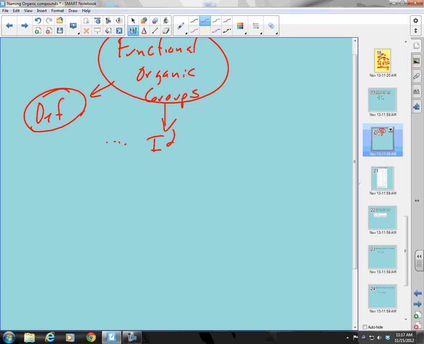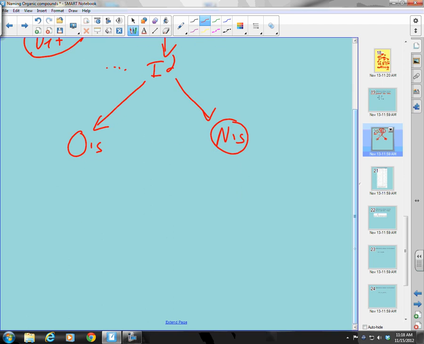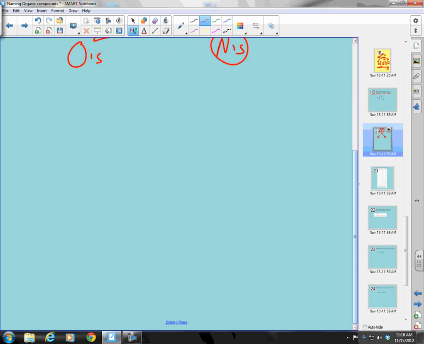Now, the way I do it is I kind of break my functional organic groups down into two general types. There are those that contain oxygens and those which contain nitrogens. That's the way I look at it. Now, when I break that down further, not only are there some that contain oxygens, but there are some in which the oxygen is single bonded to a carbon, and there are others where the oxygen is double bonded to a carbon. That's how I start getting my ideas organized on these functional groups.